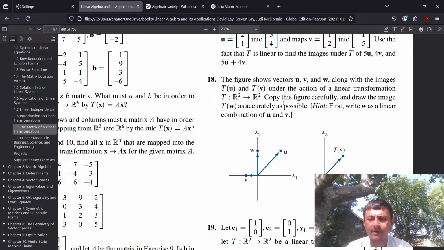18 is a good problem. I like 18. Right, W is a linear combination of U and V. That's actually a good idea. Oh, yeah. Okay, so for 18, it's going to be like W is equal to U minus 3V or something like that.